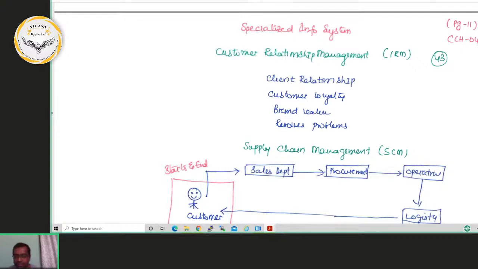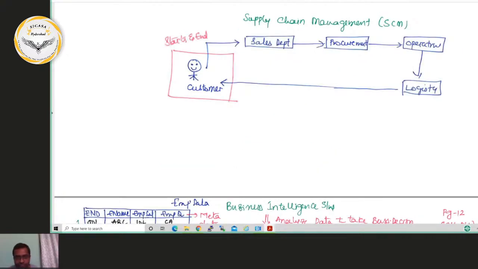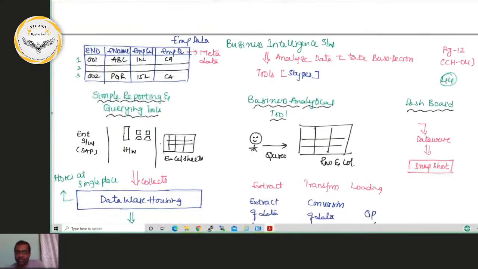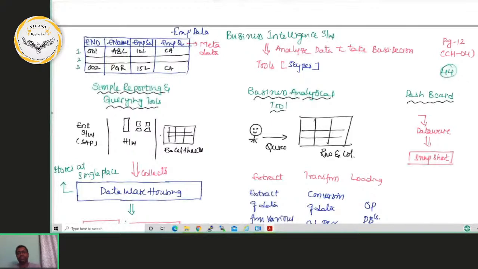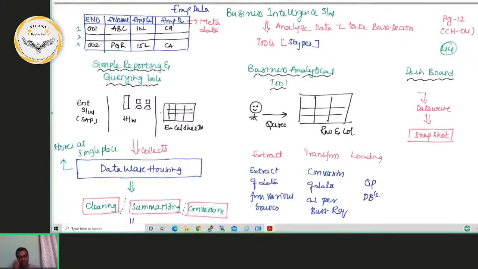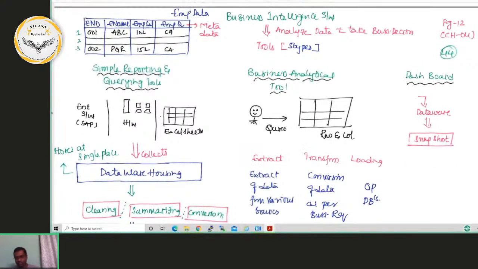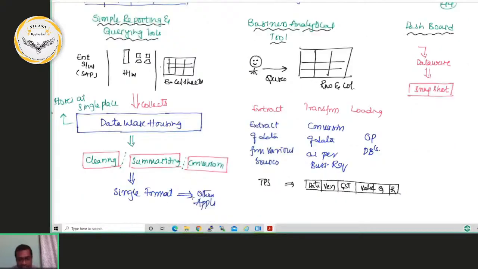Now after that we have a concept called business intelligence software. What do you mean by business intelligence software? These softwares are required to analyze the data and to take business decisions. Actually we have five: simple reporting and querying tool, business analytical tool, dashboard, scorecard, and data mining. So these are five business intelligence tools. Now let me repeat again. Who will use these business intelligence softwares? These are used by top level management. For what purpose? For the purpose of analysis and decision making.